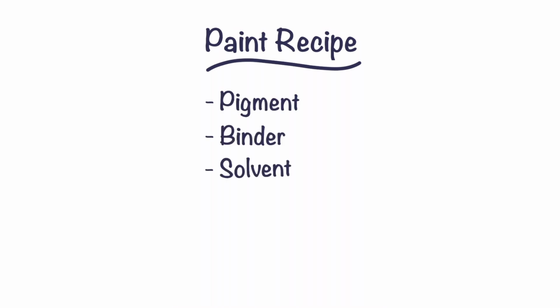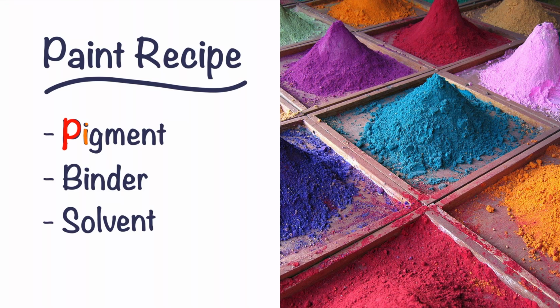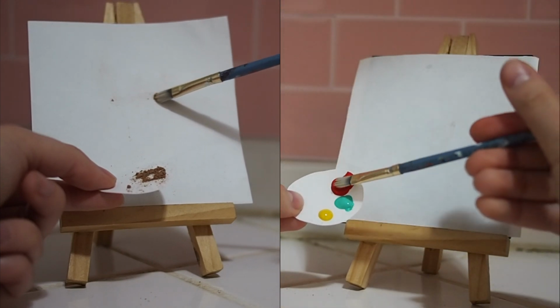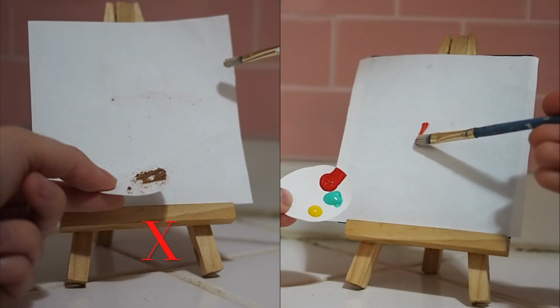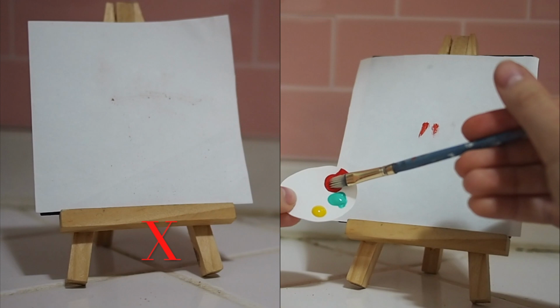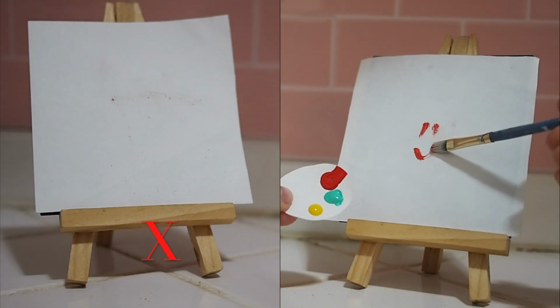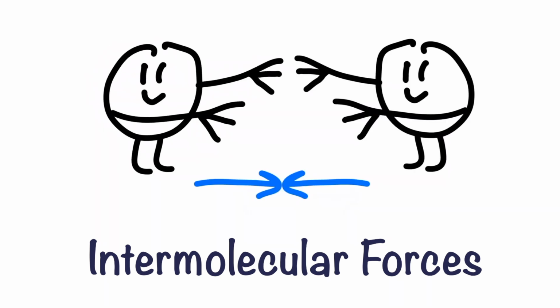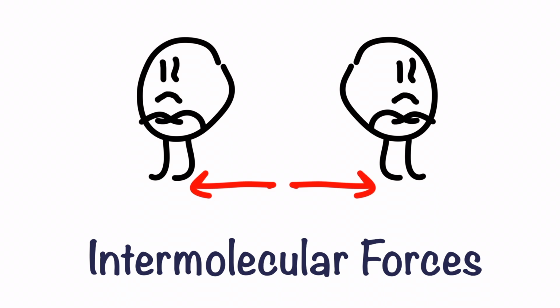There's a pigment, binder, and solvent. Pigments are the color, the star of the show, and they come in powdery solid form, which isn't something you can easily paint with. Adding pigment into a liquid called a binder, or a carrier, allows the color to be evenly distributed and stick well to your canvas. That's because of intermolecular forces, or IMFs. They're electrostatic forces that hold molecules together or draw them apart.